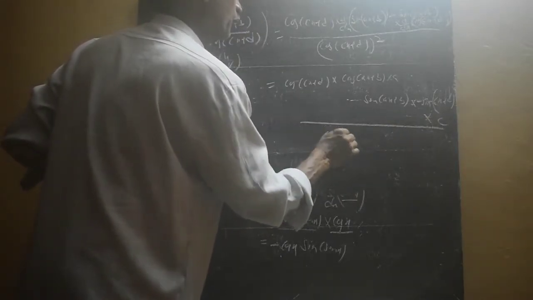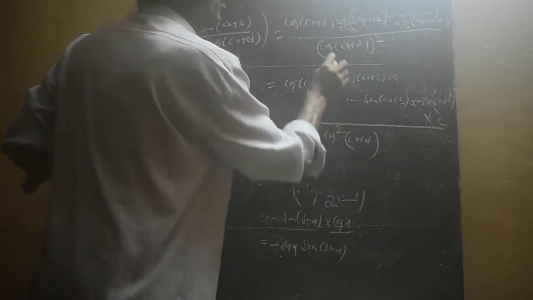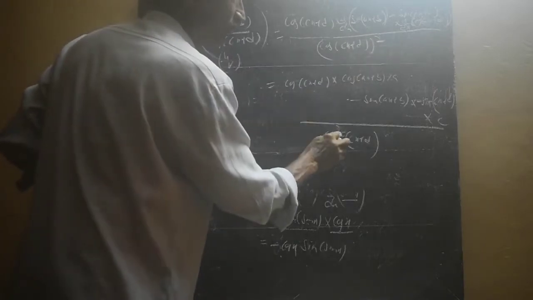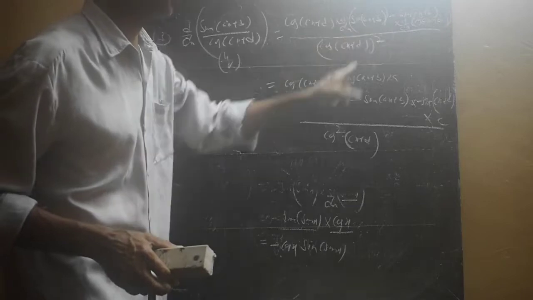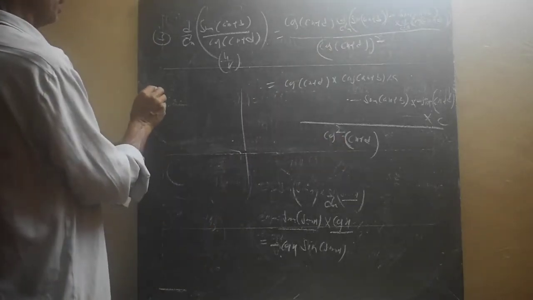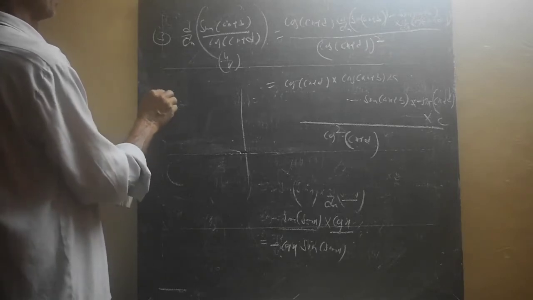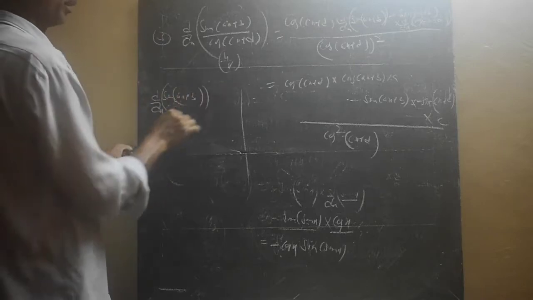It is cos square of cx plus d. Cos square, because cos theta whole raised to n is cos raised to n theta. Look, you can write like this: cos theta whole raised to n is cos raised to n theta. Okay, on the side I will write it. d by dx of sin ax plus b. Same for cos, cos cx plus d.